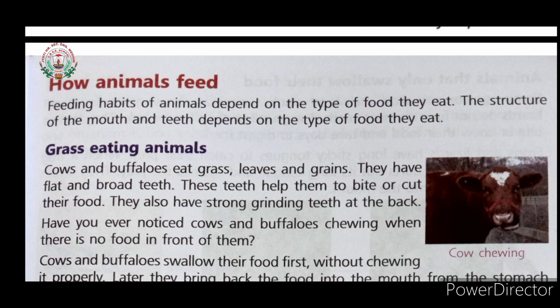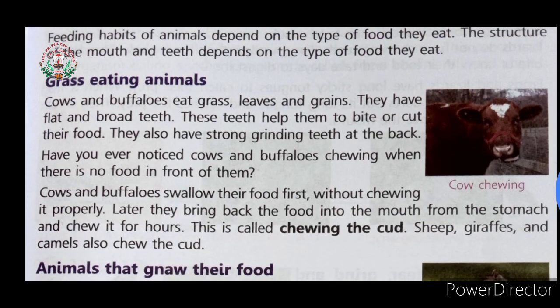On the basis of this, the first is grass eating animals. Let's see. Cows and buffaloes eat grass, leaves and grains. They have flat and broad teeth. These teeth help them to bite or cut their food. They also have strong grinding teeth at the back.